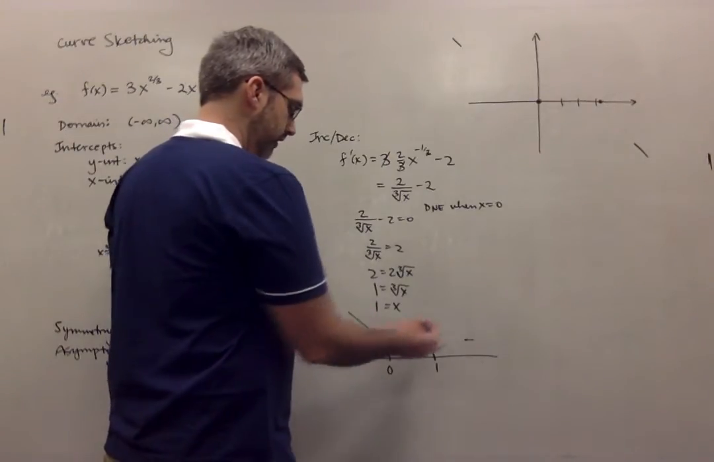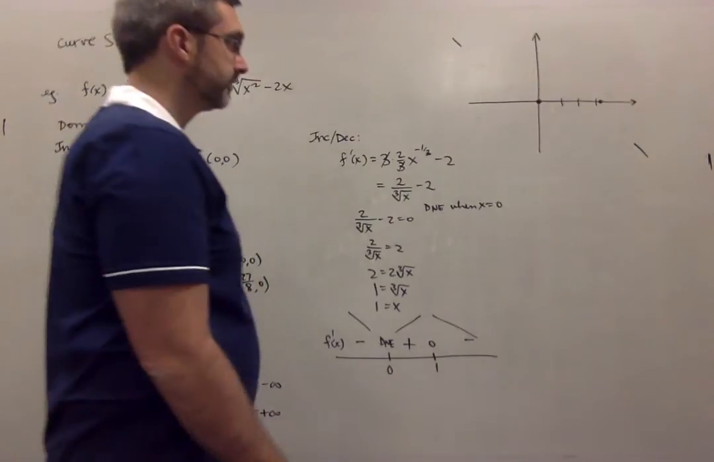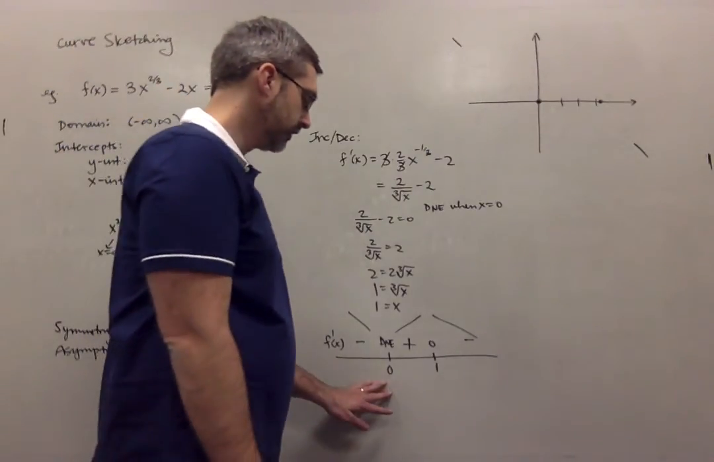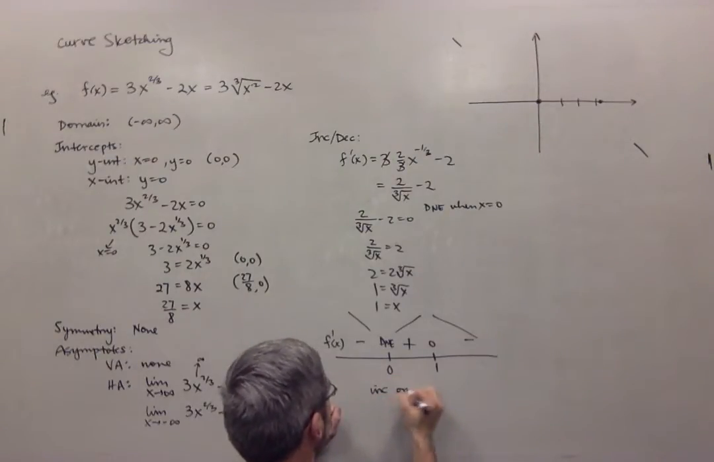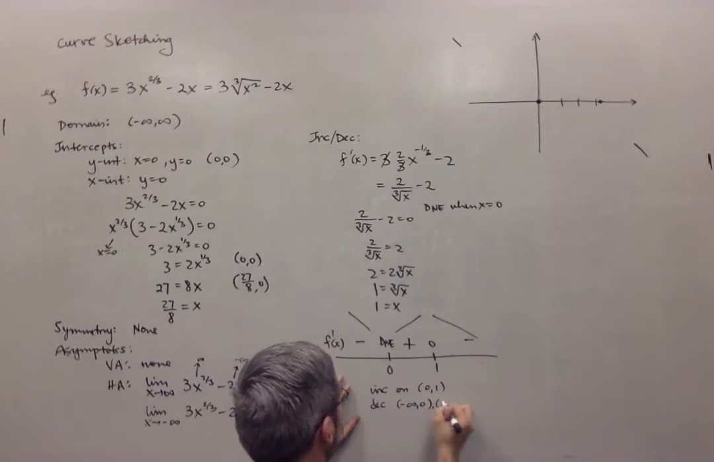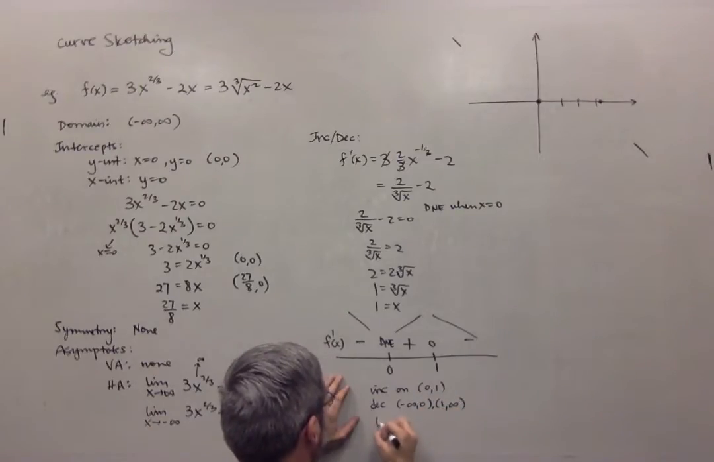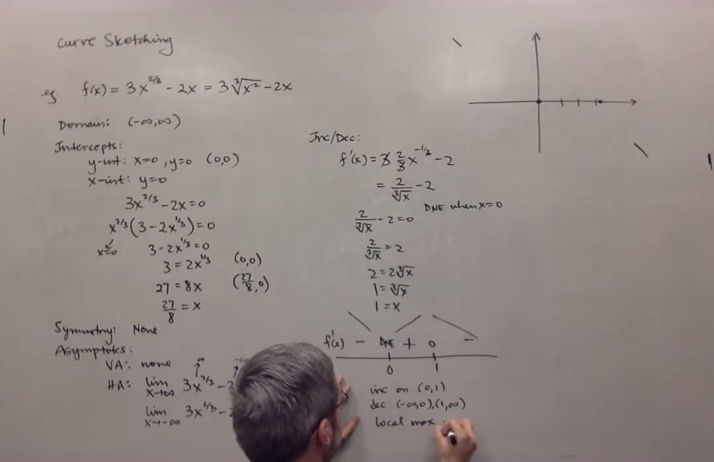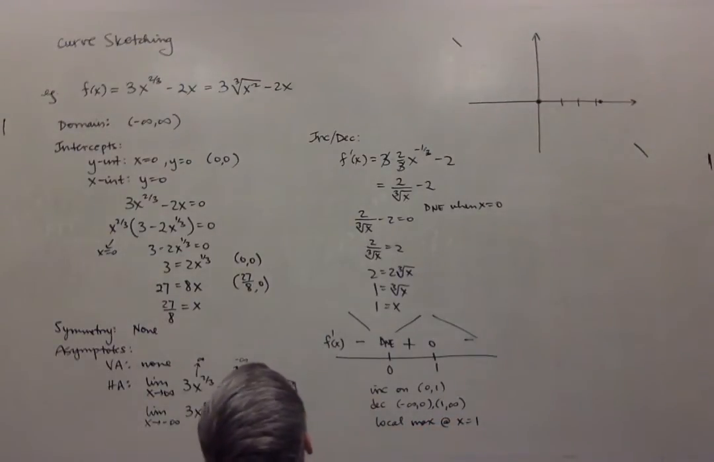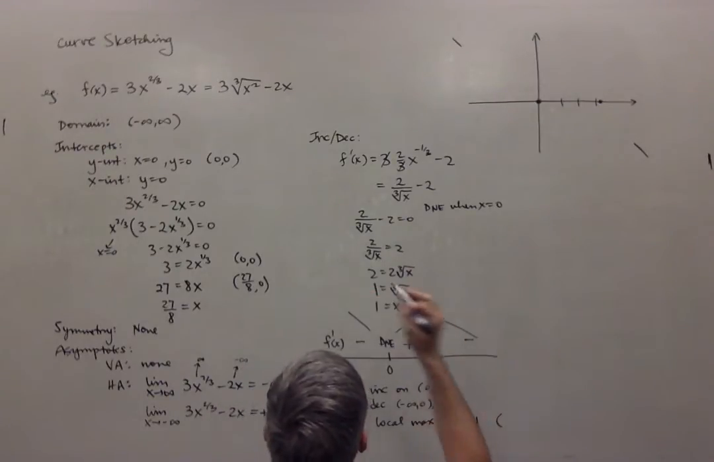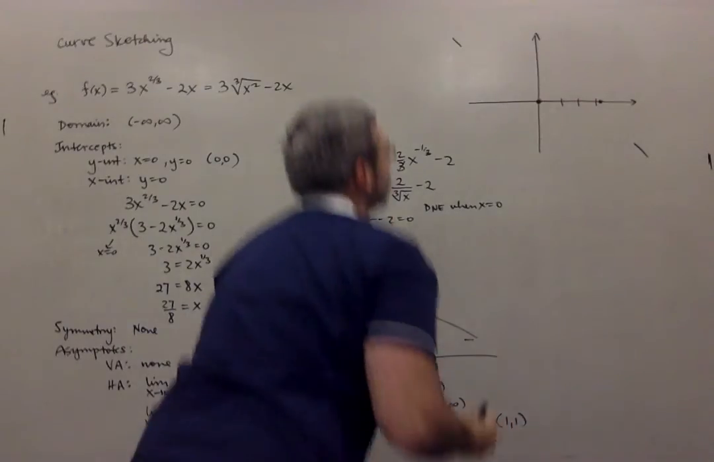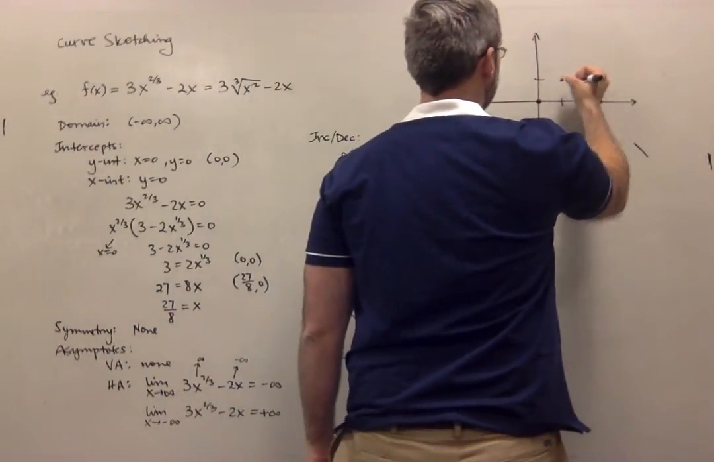So we're going to be decreasing up to 0, increasing to 1, and then decreasing back down. So we're increasing from 0 to 1, and decreasing from negative infinity to 0 and 1 to infinity. And so we have a local max at x equals 1, and we should probably check, because we want to graph that. When x is 1, we have 3 minus 2, so that's at the point (1, 1) there.